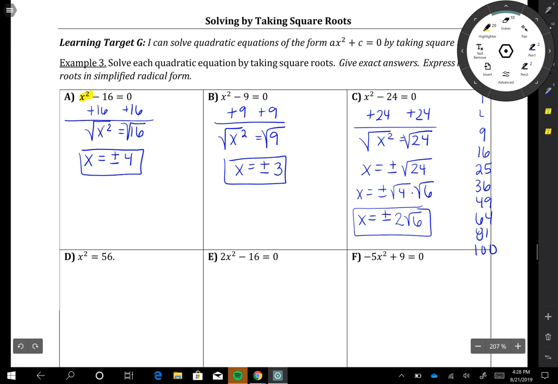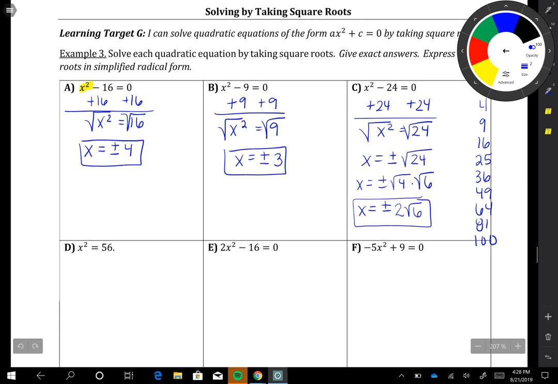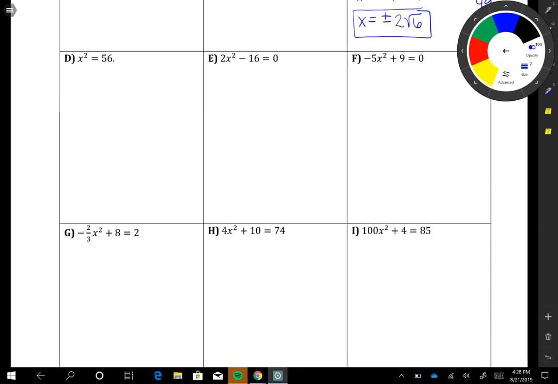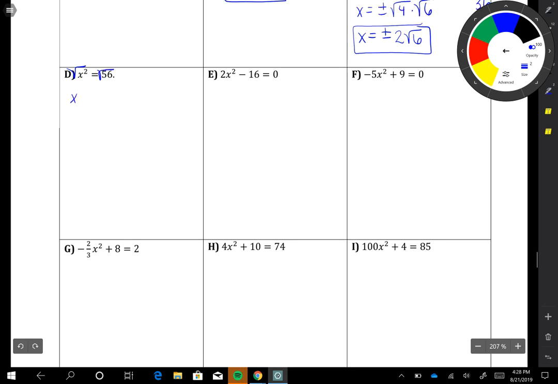All right. Now let's do the next one. Letter D, x squared equals 56. Well, this one's kind of nice because x squared is already by itself. So we can just go ahead and take the square root of both sides. The downfall of this one is that 56 is not a perfect square. So we just need to reduce this radical. Okay, let's think about 56 and what perfect squares might go in there.